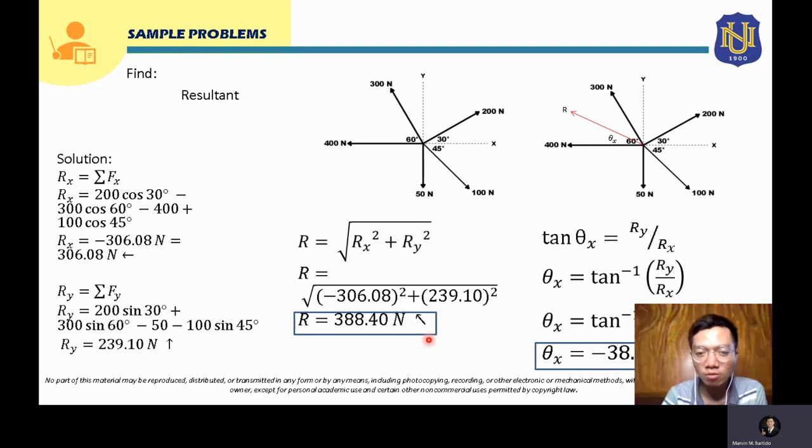Now, this will be the answer. This will be the magnitude of the resultant, this will be the direction, and this will be the angle. So these are now the answers for this problem.